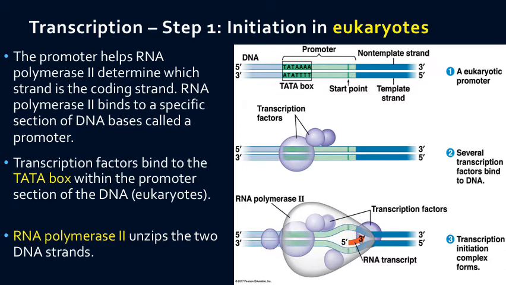And so this is pictured on page 343 of your books. This is the right-hand picture. And remember, this is just in eukaryotes. So the promoter is where the RNA polymerase binds.